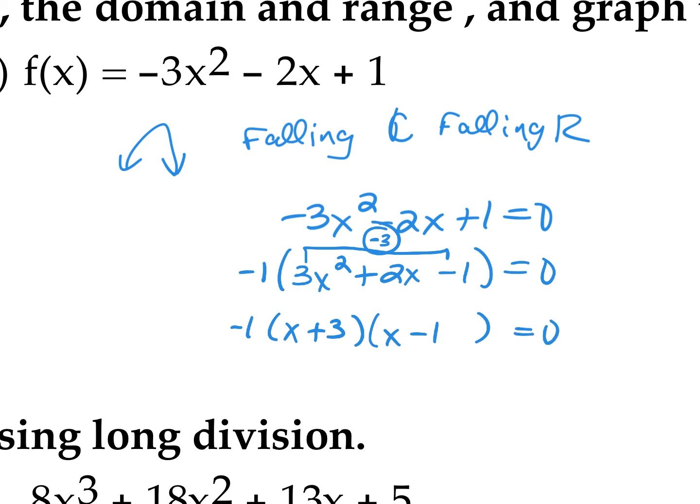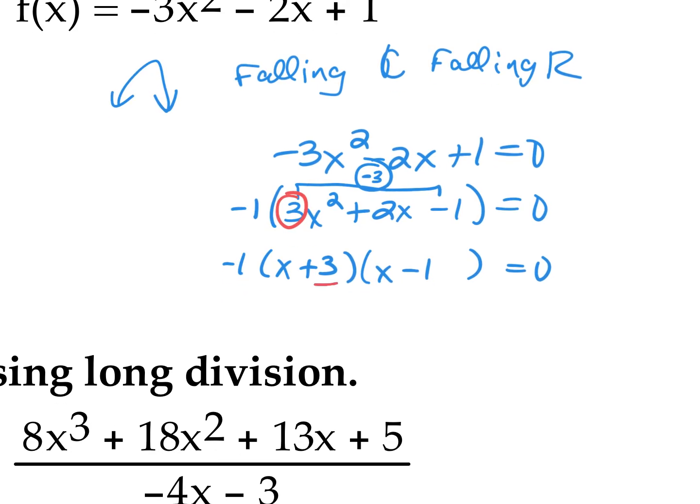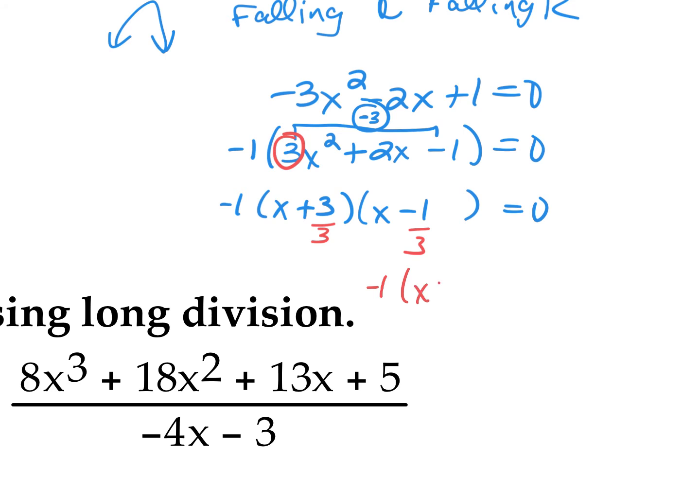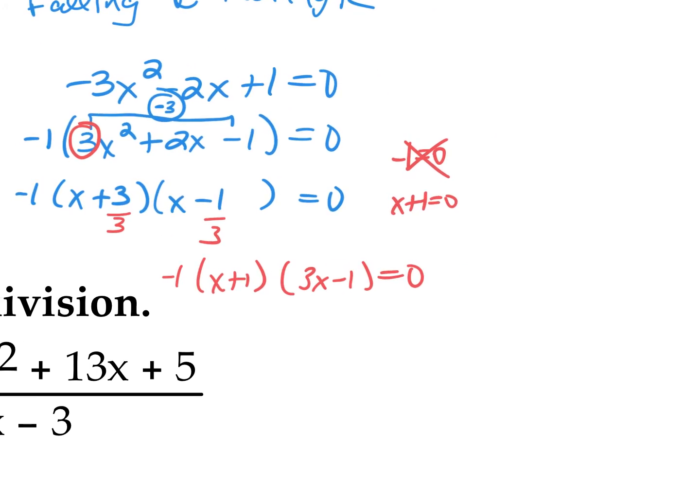Guys, your A term is not 1. What do I do with that 3? I'm going to put it underneath. So I have negative 1 times x plus 1, and then 3x minus 1 equals 0. You set each piece equal to 0. Negative 1 equals 0. Never true. x plus 1 equals 0, so I get x equals what? Negative 1. Good. And then I get 3x minus 1 equals 0, so x equals positive 1/3.